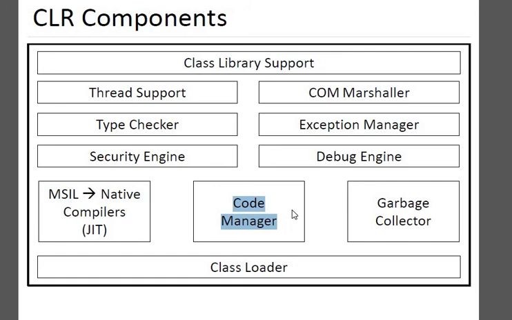Then the code manager. The code manager in the CLR manages the code developed in the .NET Framework. For example, managed code, which is developed under the concept of the CLR with the help of the CLR and the .NET Framework in a .NET application. The managed code is converted to intermediate language by a language-specific compiler, and then the intermediate language is converted into the machine code by the just-in-time compiler.